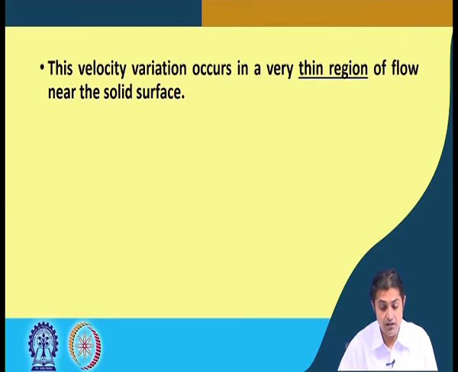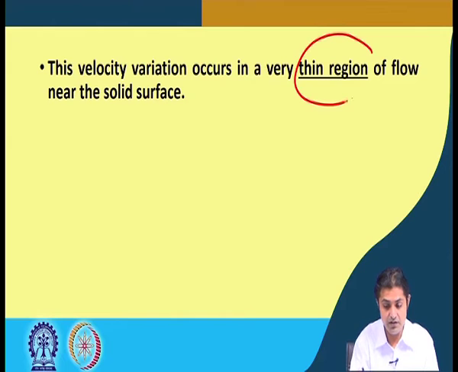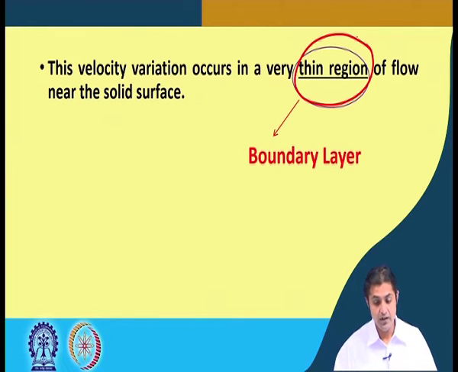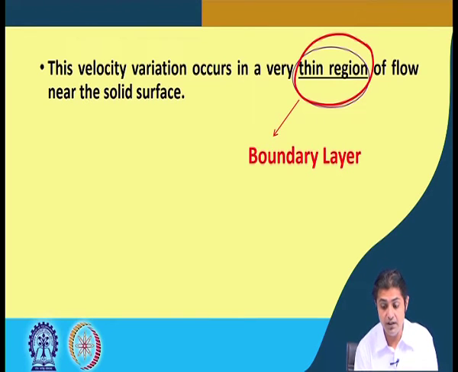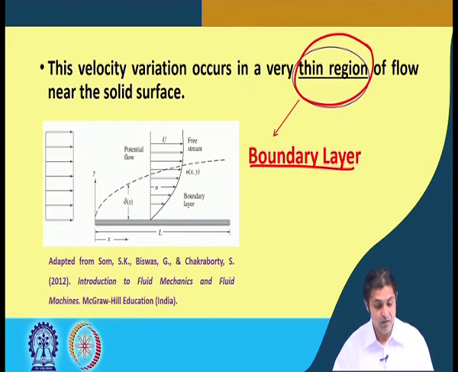This velocity variation occurs in a very thin region of flow near the solid surface. Far away from the solid boundary, the velocity is going to be the velocity with which the flow was actually coming. So this whole phenomenon occurs in a very thin region, and this thin region is called the boundary layer. This is the diagram which has been adapted from S.K. Som's book, Introduction to Fluid Mechanics and Fluid Machines.